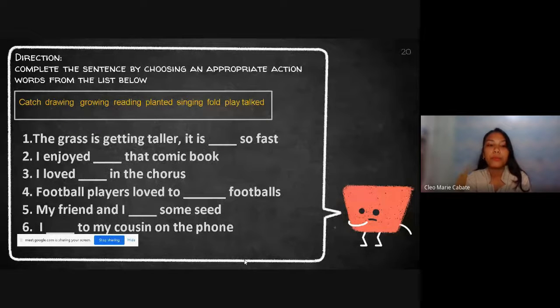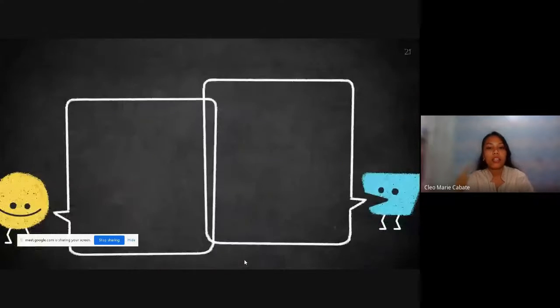For number 4: Football players love to blank football. Yes, Mark? It is play. Very good. For number 5: My friend and I blank some seeds. Yes, Faith, it's planted. For number 6: I blank to my cousin on the phone. What is the answer? Great. Very good, it's talk.